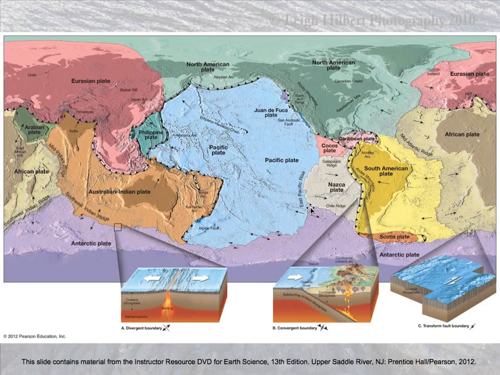There are many plates distributed around the globe. Many are large, some are medium, and there's a few tiny ones around there. The Cocos Plate is a pretty tiny one. The Scotia Plate is small. The Juan de Fuca is a real tiny one.